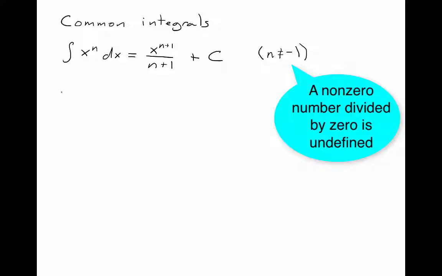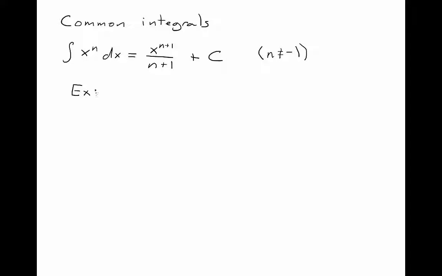Let's do an example. This is pretty abstract looking, and I'm betting most of you are fine with it, but just to be on the safe side, let's do an example. Alright, we're integrating x to the 4th power. So we're going to bump up the power of 4 to 5, and we're going to divide by the 5. And we're going to add on that c. You always have to have that c.